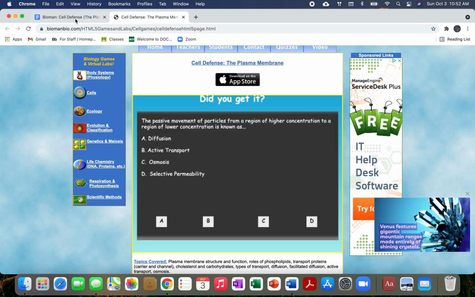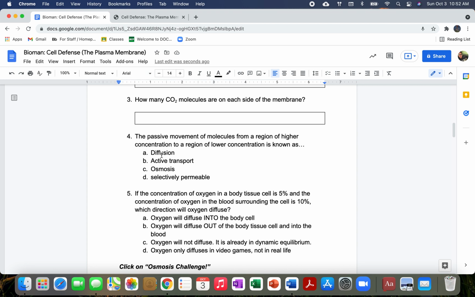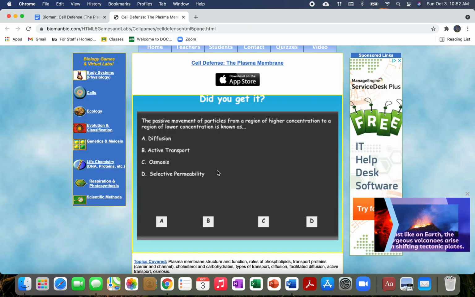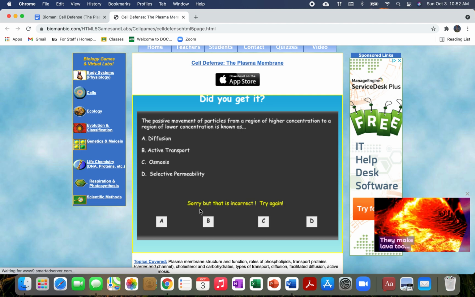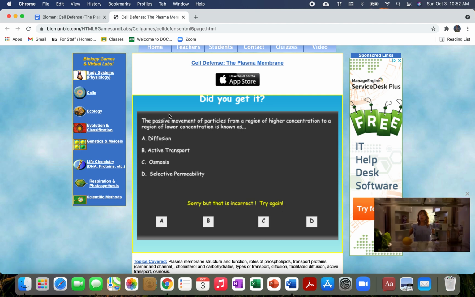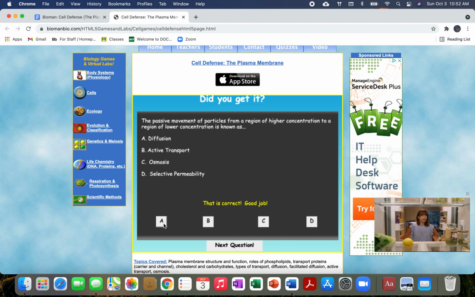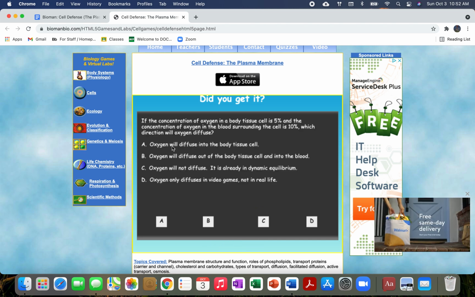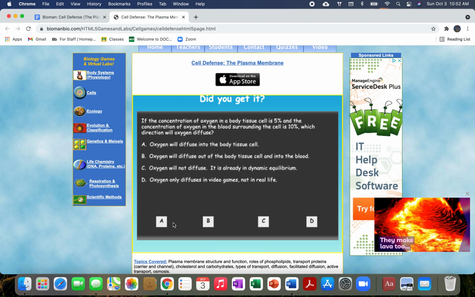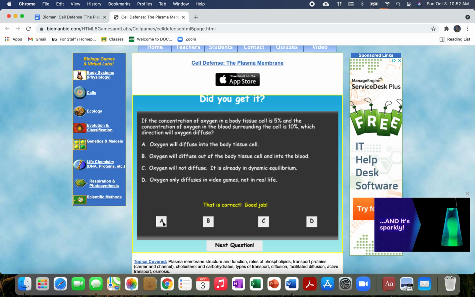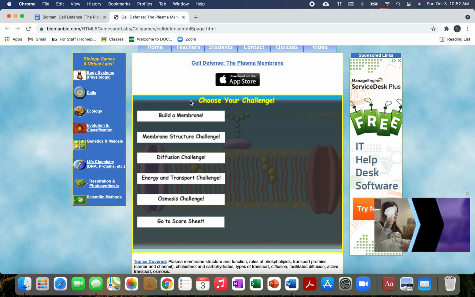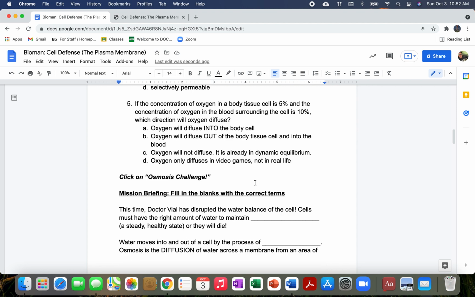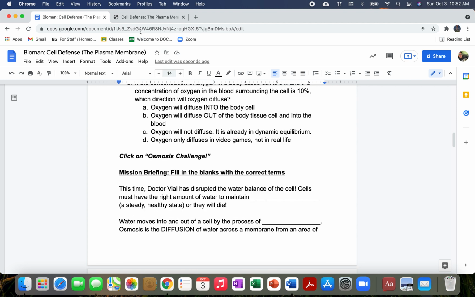So you're going to go through and answer the questions, highlight your answers when you get the right answer. If I get it wrong, it's going to say that's not correct. You have to keep going until you get it right. And then you go to the next question, okay? Once you have those questions answered, now you're going into the osmosis challenge.